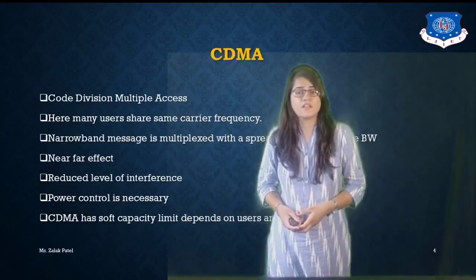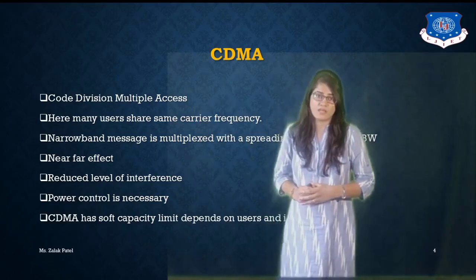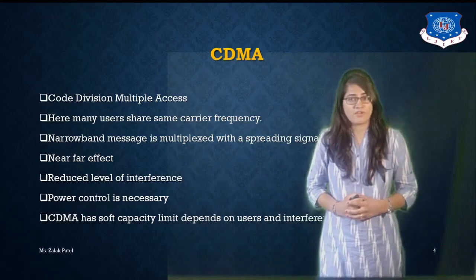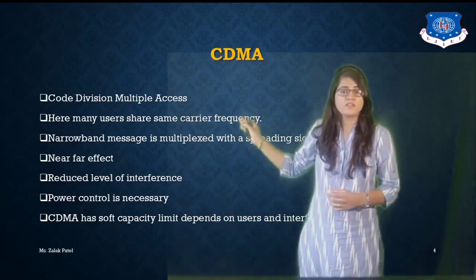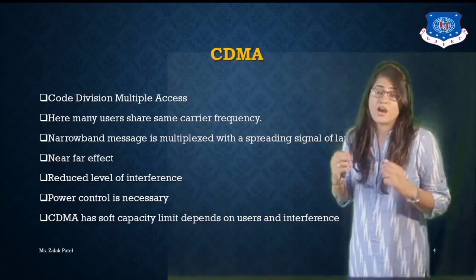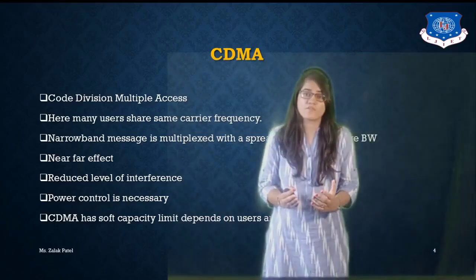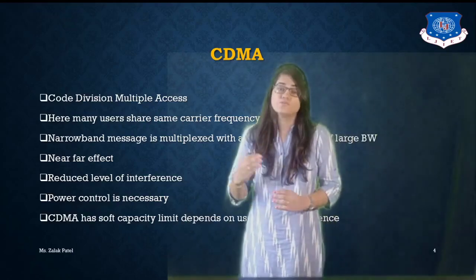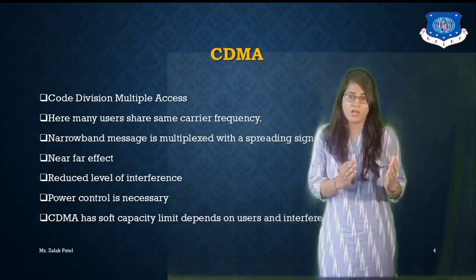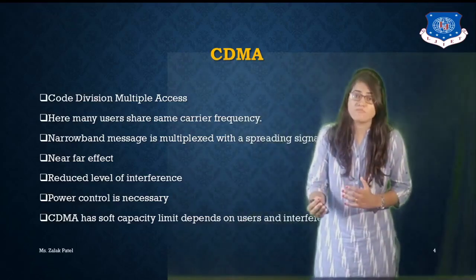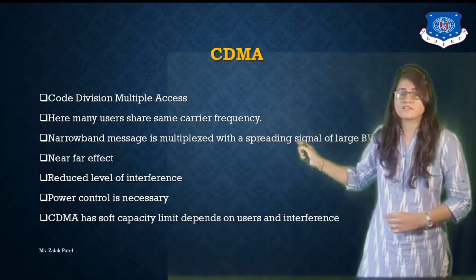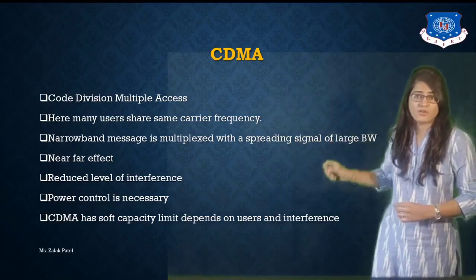Next topic is CDMA. CDMA means code division multiple access. Here many users share the same set of carrier frequency. In CDMA, the narrow bandwidth signal is multiplexed with a spreading signal. In FDMA, each individual user uses an individual frequency band. In TDMA, multiple users can access the time slots, while in CDMA, the narrowband message signal is multiplexed with a spreading signal of large bandwidth.